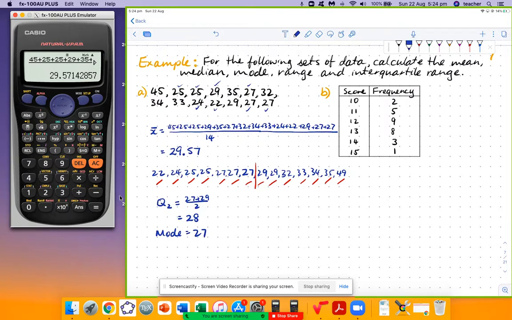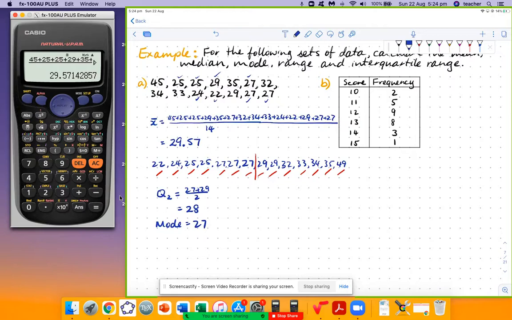So that's our measures of location. Now we want our measures of spread. So we're looking at range and interquartile range. The range is going to be the highest minus lowest. So that's going to be 49 minus 22, which is 27.